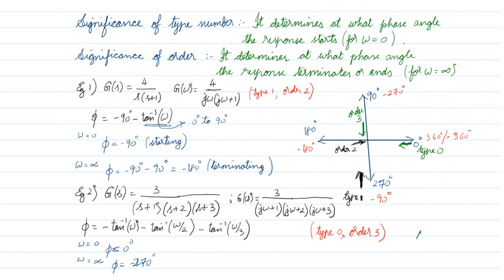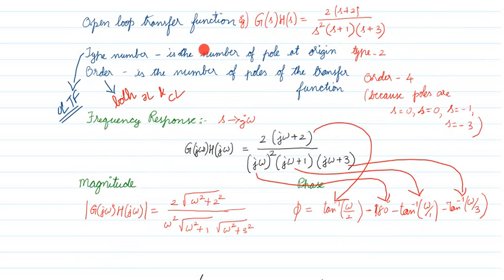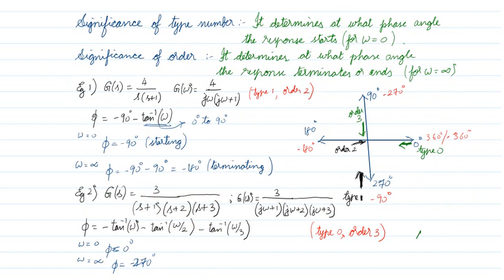Okay, we will see the significance. Why is this type very important? We already have seen what a type is. Type is nothing but the number of poles at the origin. Order is nothing but the total number of poles of the transfer function, right? So we can see what the importance of type is, because type, the number of poles at the origin, determines at what phase angle the response starts.